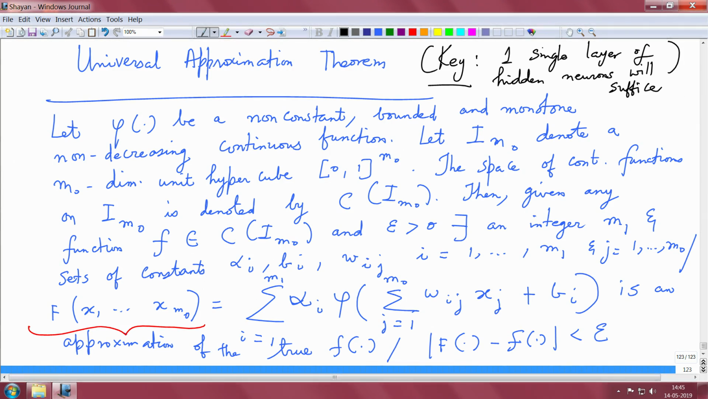Nothing is told about this, and how many neurons we require. We just mentioned that if we have M1 neurons it suffices. It does not tell how this is dependent on the data point density, right, and these are all the suppositions, these are the details, but the gist of the theorem is that we can approximate any continuous function in an M0 space using a single layer of hidden neurons.